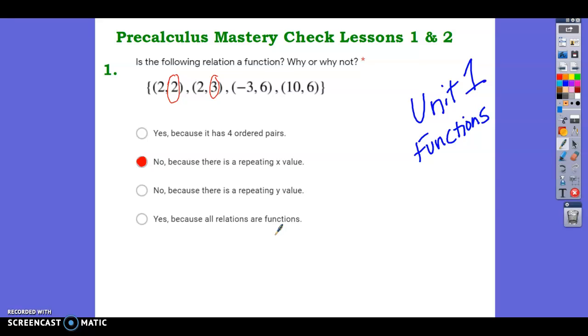All right, so I'm going to go over the first mastery check from Unit 1 and then also the third formative assessment. Well, the second formative assessment, but it's on Lesson 3.